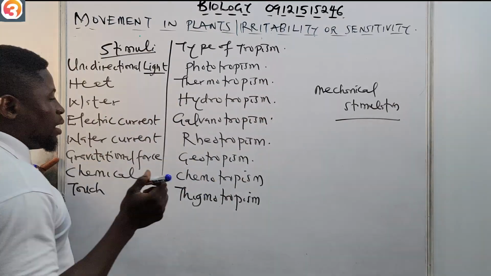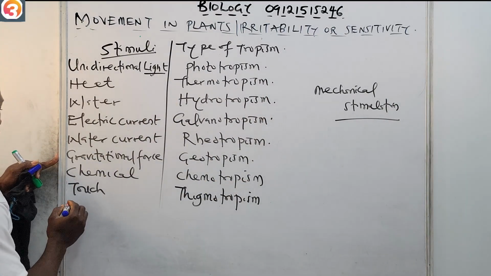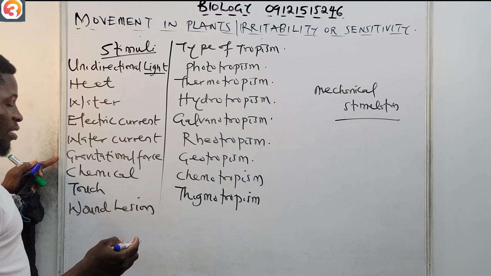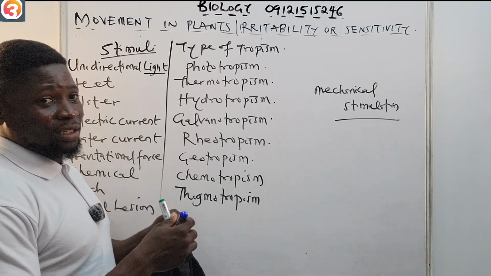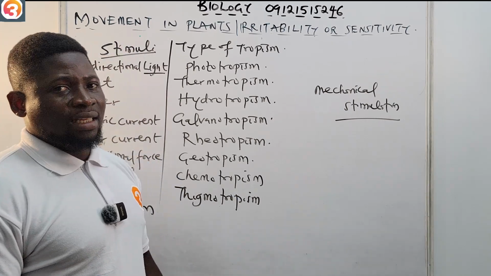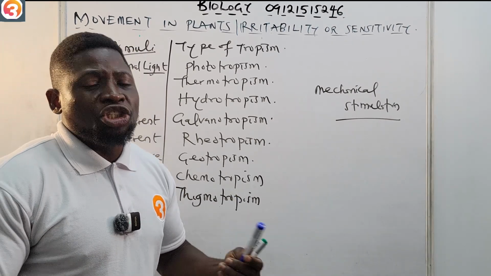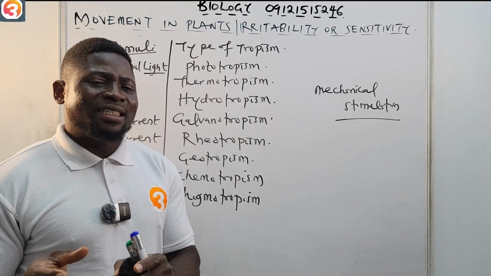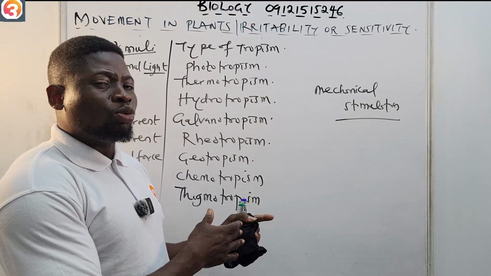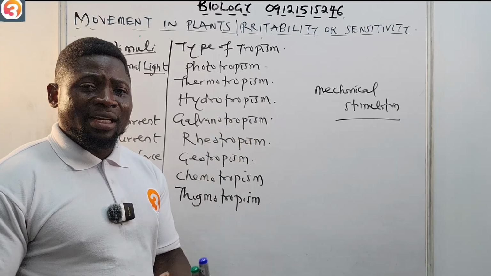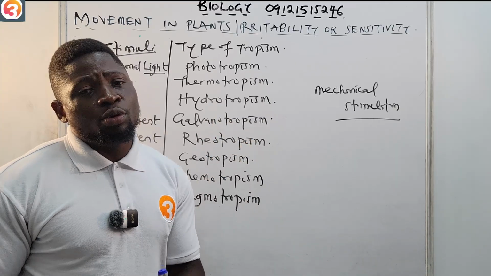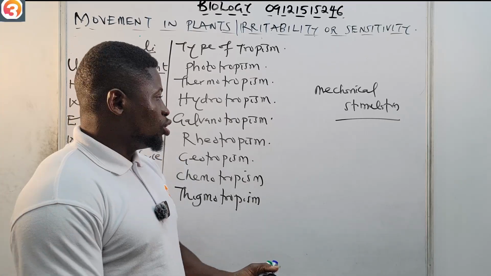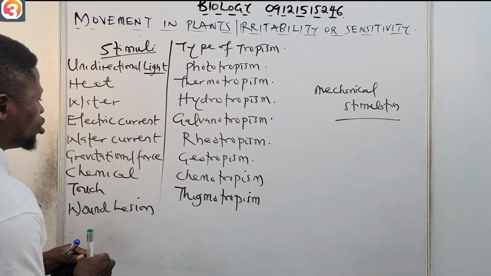Then if it's caused by wound lesion, let me explain this one. For example, a plant is growing, then you cut it, so you have already injured the plant. Instead of growing in that direction, it may move its growth to another direction, because you already injured it in that part. It does not want to grow in that part again. It just goes to another direction and starts growing. So if the stimulus is caused by wound lesion, it's called traumatropism.